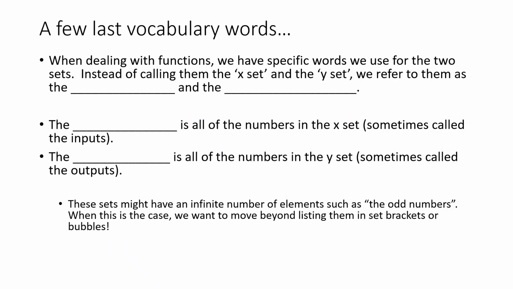All right, last few vocabulary words here. When dealing with functions, we have specific words we use for the 2 sets. So instead of calling them x set and y set, we refer to them as the domain and the range. Okay, the domain is all of the numbers in that x set, sometimes called the inputs. They're called the inputs because it's where you're starting. You start with your input and then you get your output. So the domain, it's not plural, domain, is all the numbers in the x set. That is the domain.